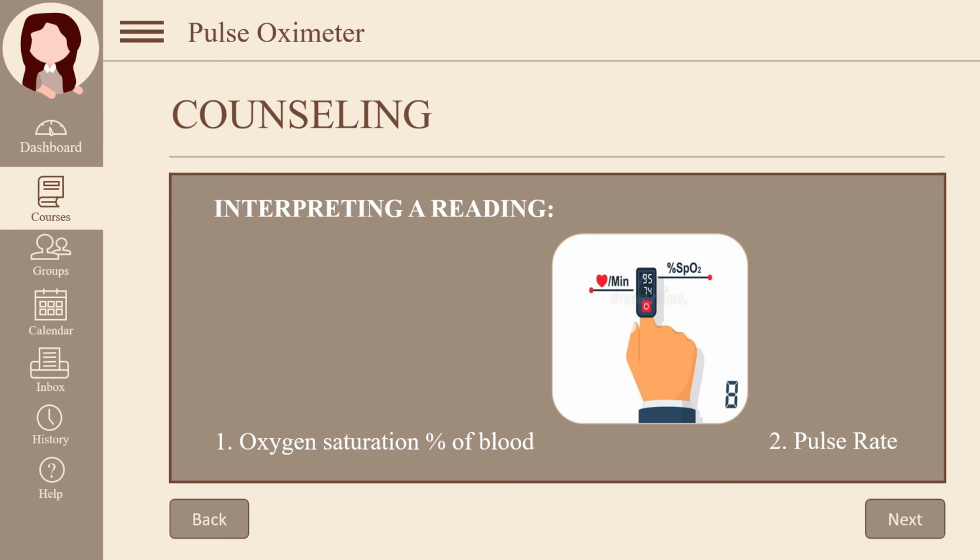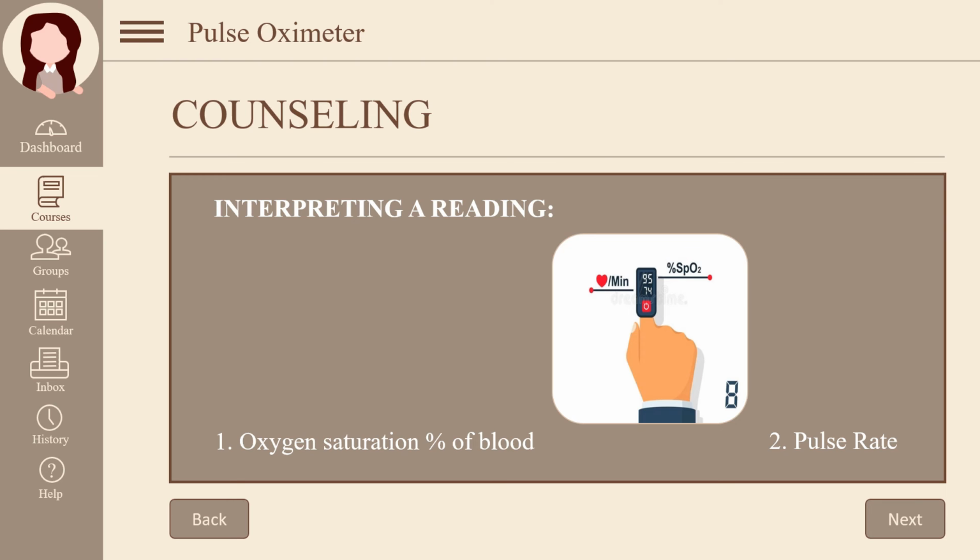After the pulse oximeter has established a stable reading, a patient must know how to properly interpret a reading. There are two different readings shown. First is the oxygen saturation percent of blood, and lastly, the pulse rate. The oxygen saturation percent of blood is shown on the top portion of the screen display of the device. This indicates the SpO2 range of the patient, wherein 95% or higher usually depicts a normal level of oxygen, and values under 90% are considered low and indicate the need for supplemental oxygen.